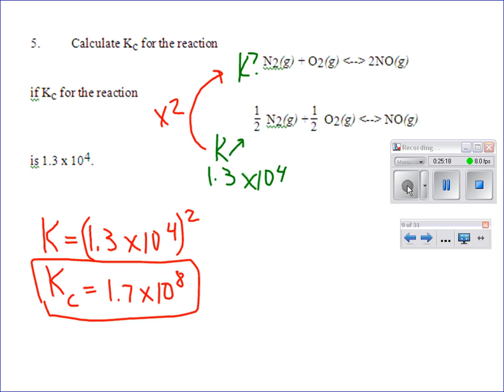So that's everything you need to know about just K and KP, okay? And so starting tomorrow, we're going to revisit the RICE table from pre-AP. Remember the RICE table? These problems would be nightmarish without RICE tables. So we'll talk about that tomorrow. So please do your homework tonight and make sure you get K practice. Okay?